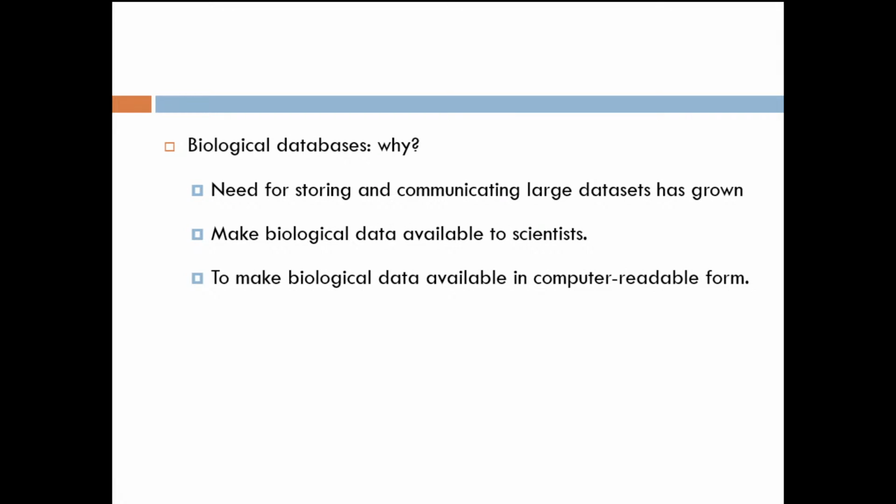So first is the biological database. Why do we need the biological database, right? Number one, the need for storing and communicating large data sets has grown. If you are aware of sequencing, when I was talking about the history of bioinformatics, I told you the first protein sequencing was done by Frederick Sanger, of insulin in 1953. So the first sequencing technique developed was protein sequencing, then RNA, then DNA, right? For DNA, a lot of methods and generations are there. Now the third generation of sequencing is going on, known as NGS, next generation sequencing.